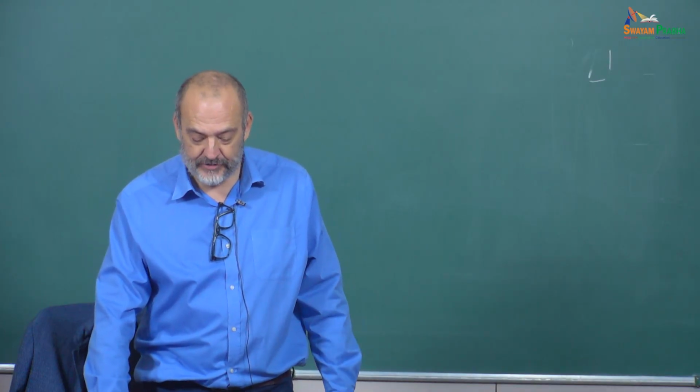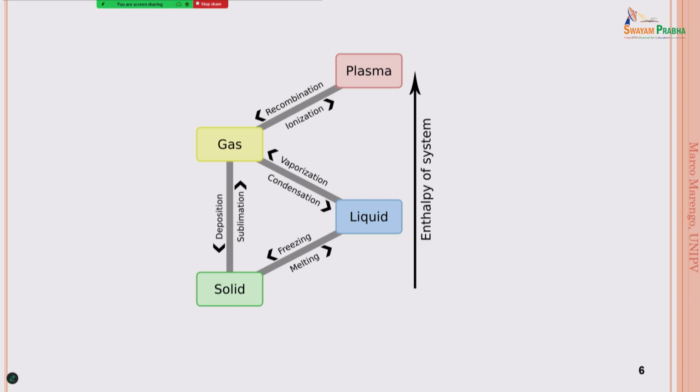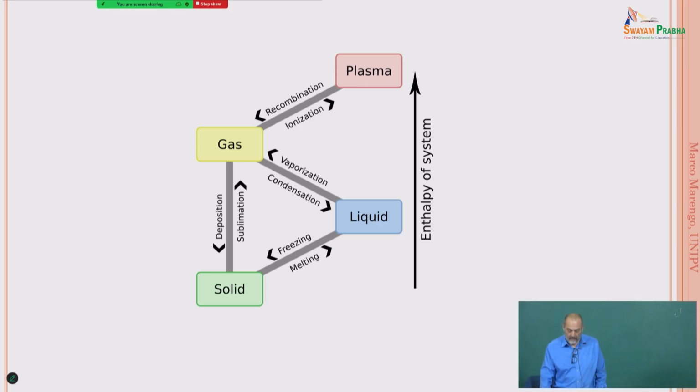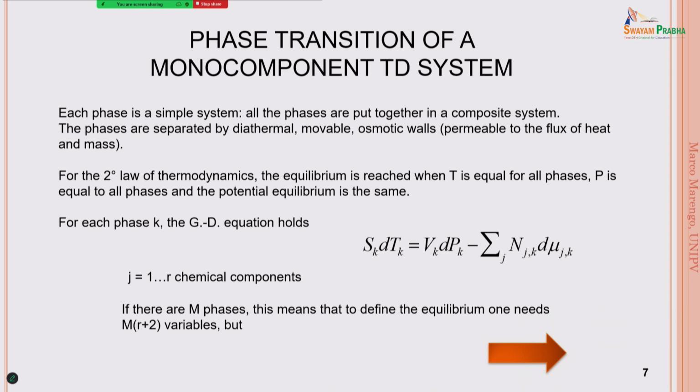So, phase change. Again, these are the classical four phases: solid, gas, plasma, and liquid. And we would like to understand what is happening when we are going from one phase to another. Okay? So, first of all, we need to study this kind of phase transition, looking at the equation that we said before.